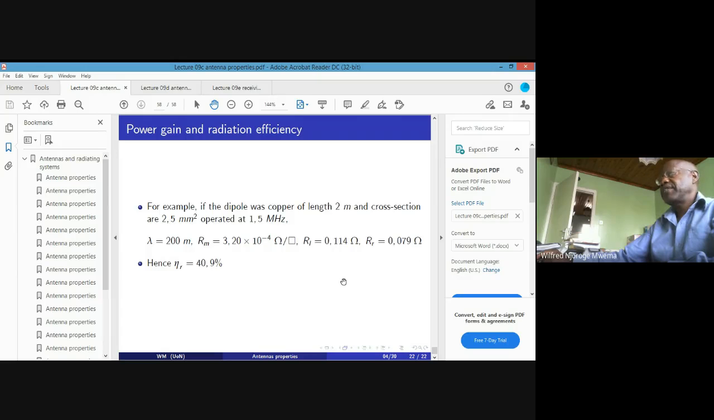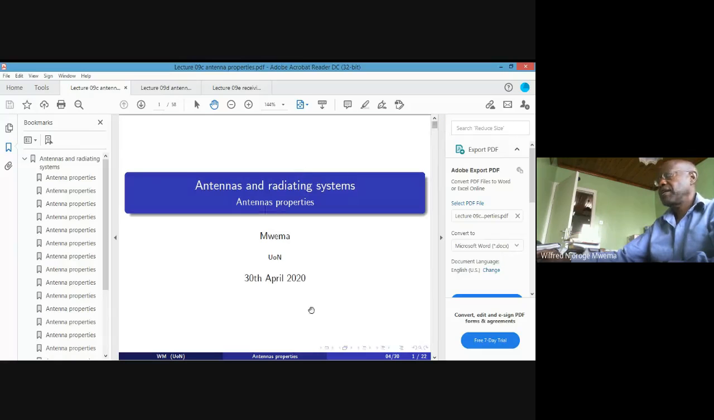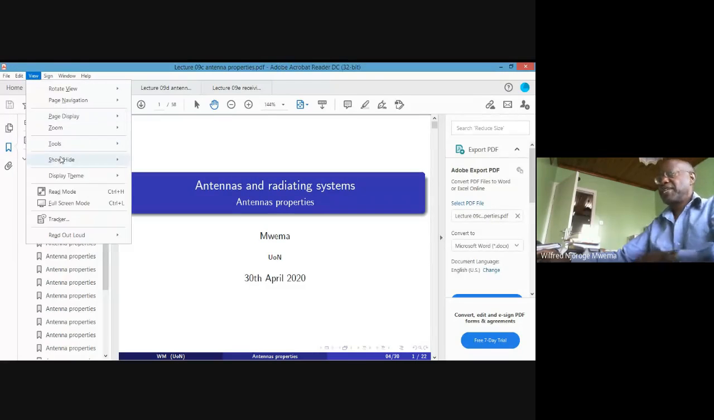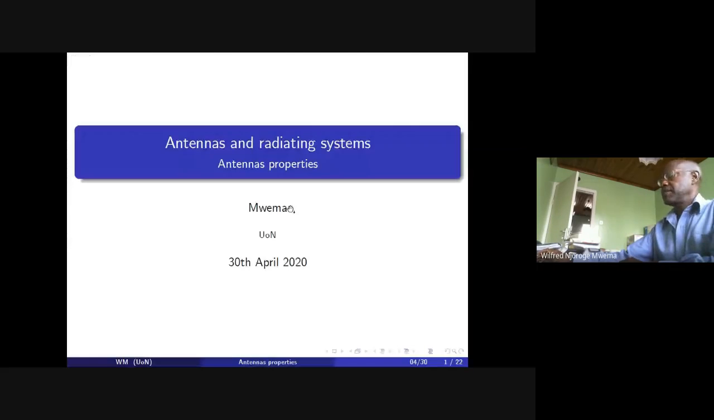Today we are going to look at the pattern or the properties that you require in a radiator, an efficient radiator, so to speak. And I hope everyone can see my document that I'm sharing. That is antenna properties. Is it okay, everyone? Can you see it?